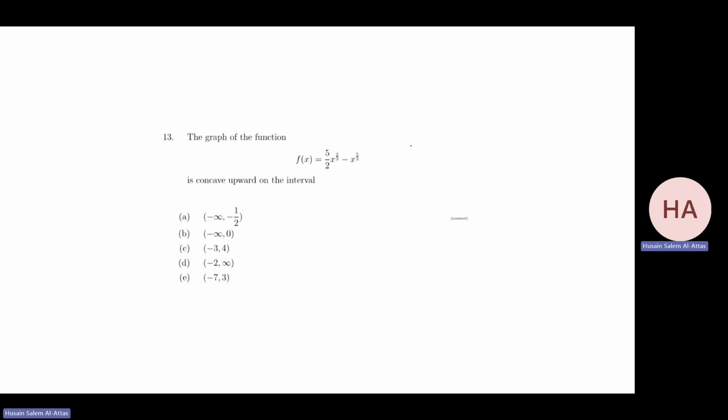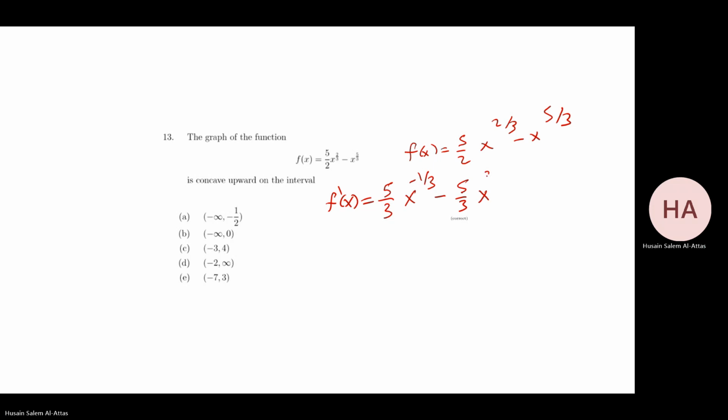Let us do the calculations. First, I need to write the function. Yeah, f prime will be what? 5 over 3, x to the power minus 1 over 3, minus 5 over 3, x to the power 2 over 3. f double prime. That will be minus 5 over 9, x to the power minus 4 over 3, minus 10 over 9, x to the power minus 1 over 3.